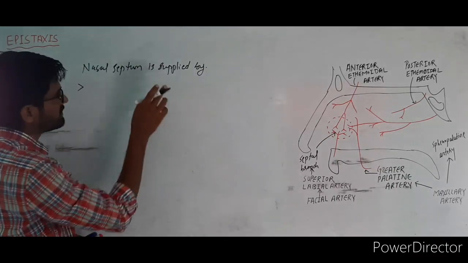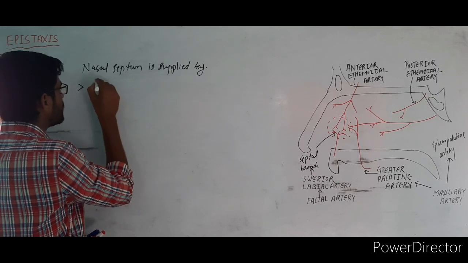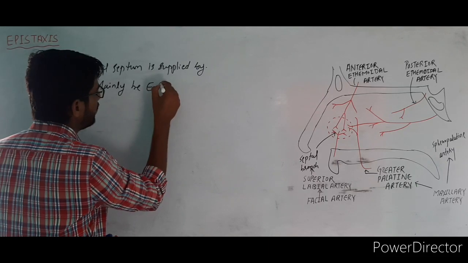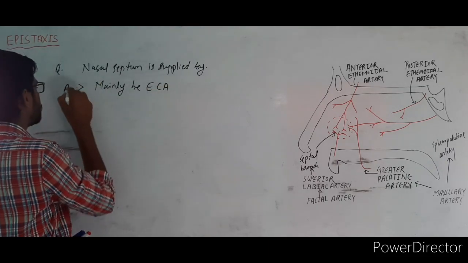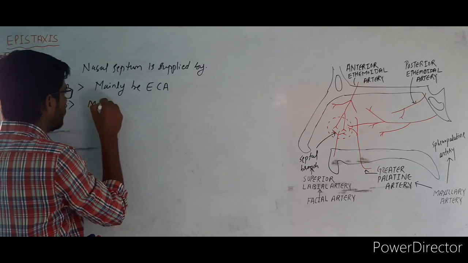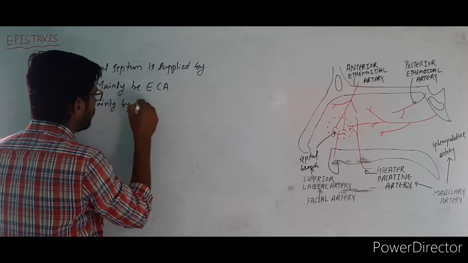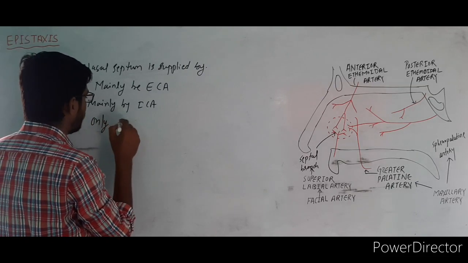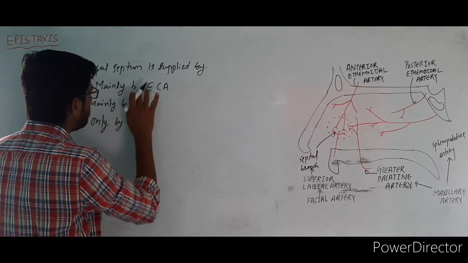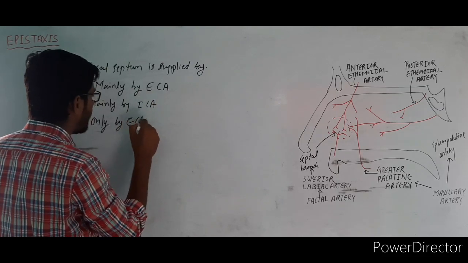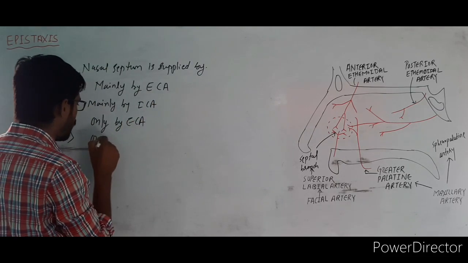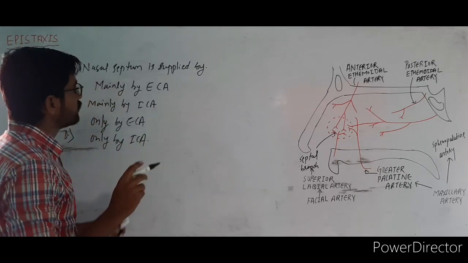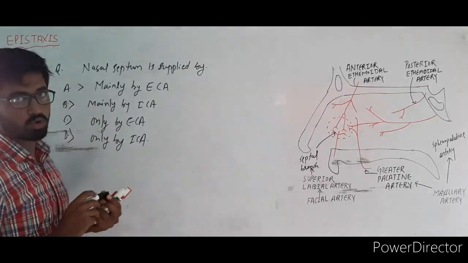The nasal septum is supplied by: option A, mainly by the external carotid artery; option B, mainly by the internal carotid artery; option C, only by the external carotid artery; and option D, only by the internal carotid artery. This question is very important.